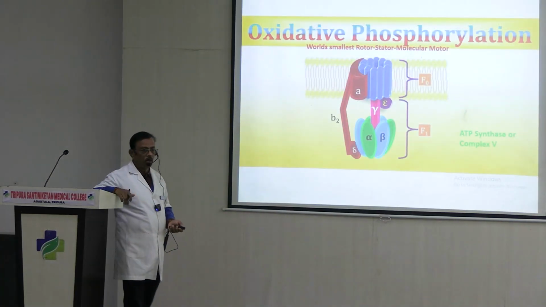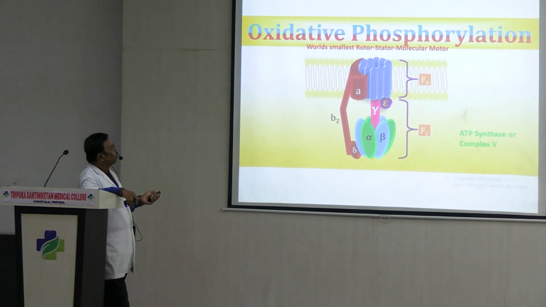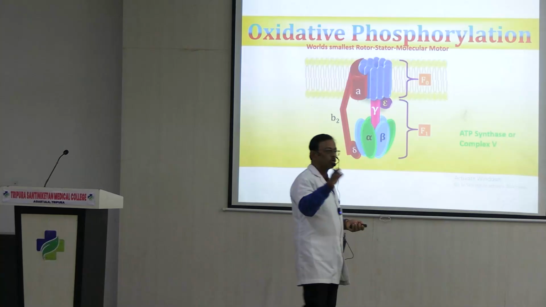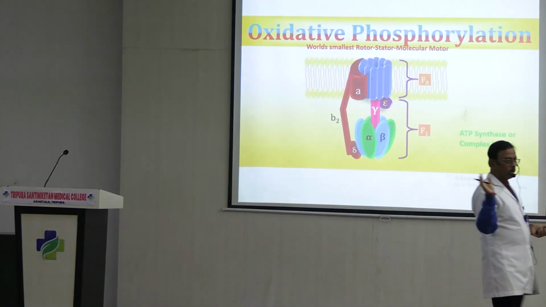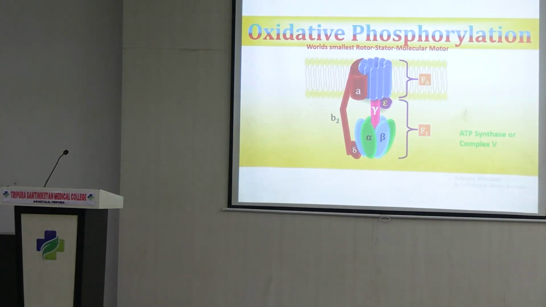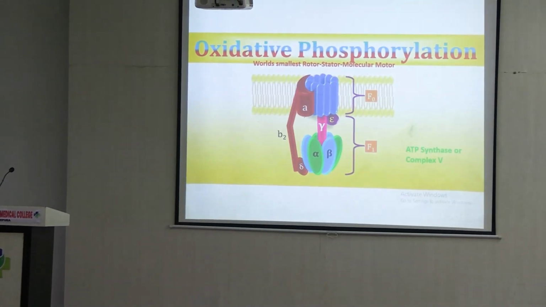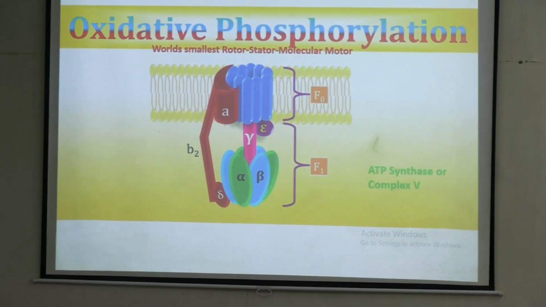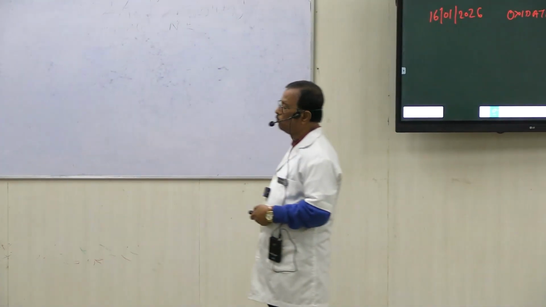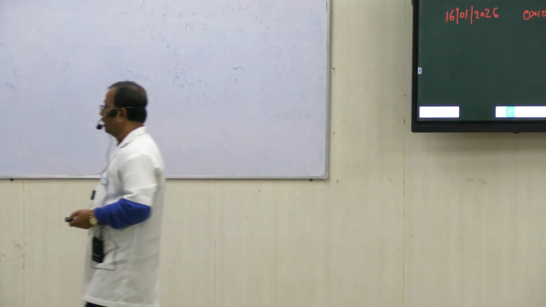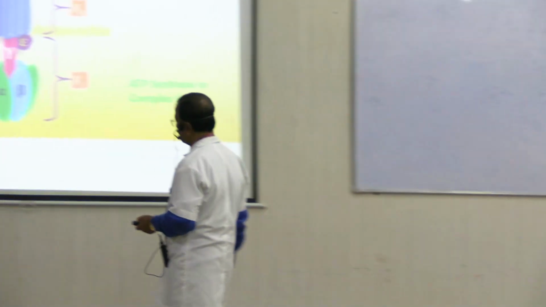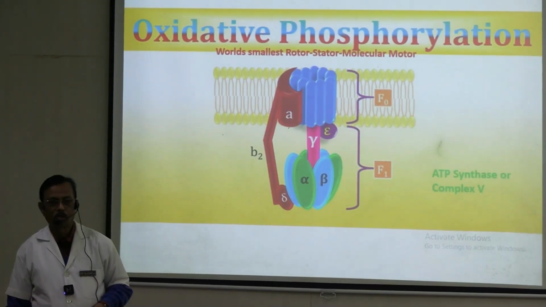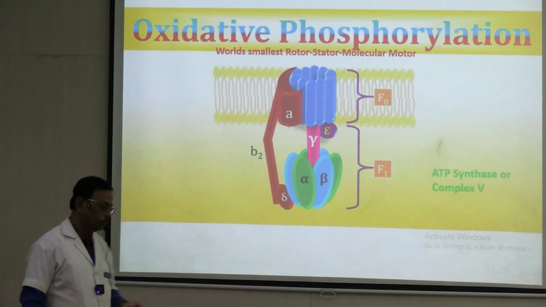This is the world's smallest rotor stator molecular motor. This is the motor where the generation of power occurs. We know mitochondria is the powerhouse of the cell, and in the mitochondria, power is generated in the form of ATP. And this is the motor which is being used in the generation of ATP. It is so small that you need to see this motor with the help of electron microscope.